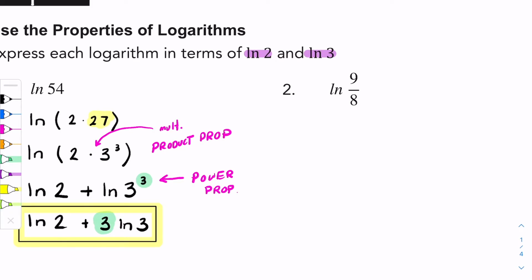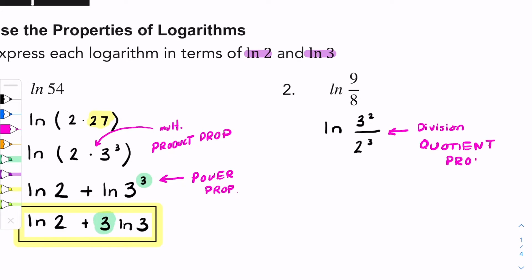For number 2, we're still using ln of 2 and ln of 3. In this case, we have division, but we also have 9 over 8. So I'm going to start by separating this as 3 squared divided by 2 cubed. Because we have division right here, that indicates we're going to be using the quotient property. And the quotient property says we can expand division using subtraction. I can write this as ln of 3 squared minus ln of 2 cubed.